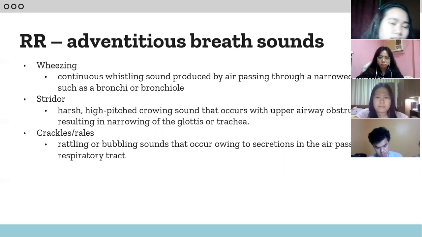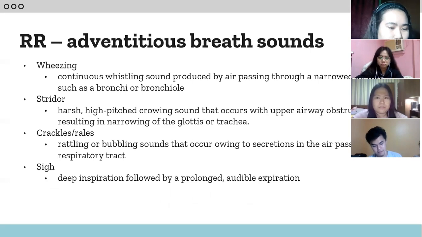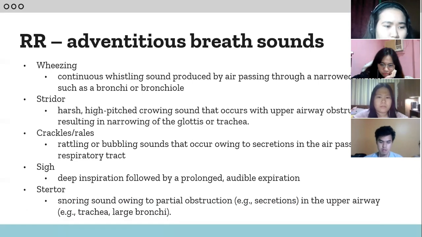In your next semester, your teacher is going to tell you how to assess or make interventions for airway clearance techniques, but we're not going to discuss it first because we are still on assessment. Next is the sigh. There is a deep inspiration followed by a prolonged audible expiration. Occasional sighs are normal and serve to expand the alveoli, but frequent sighs are abnormal and may be indicative of emotional stress. Stertor is a snoring sound owing to partial obstruction, which is caused by secretions in the upper airway. The upper airway includes the trachea and large bronchi.